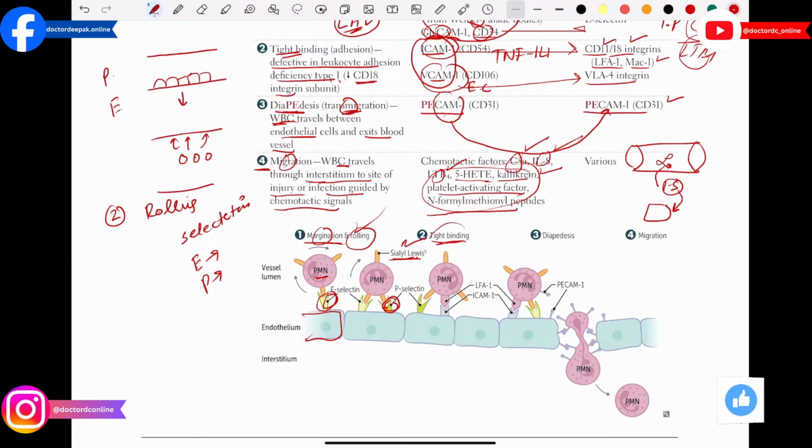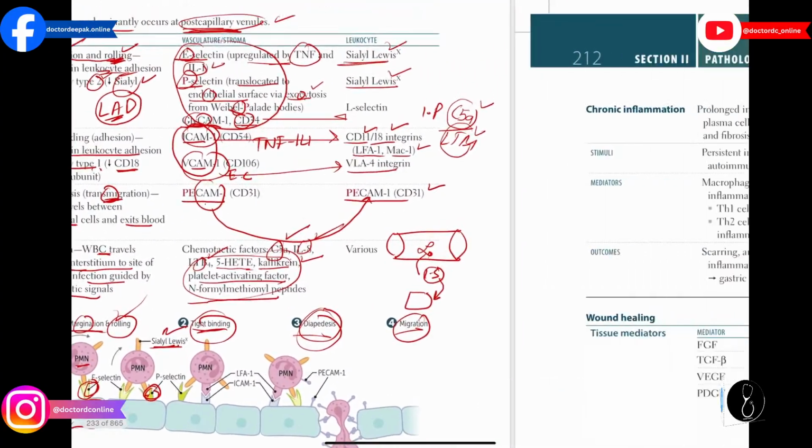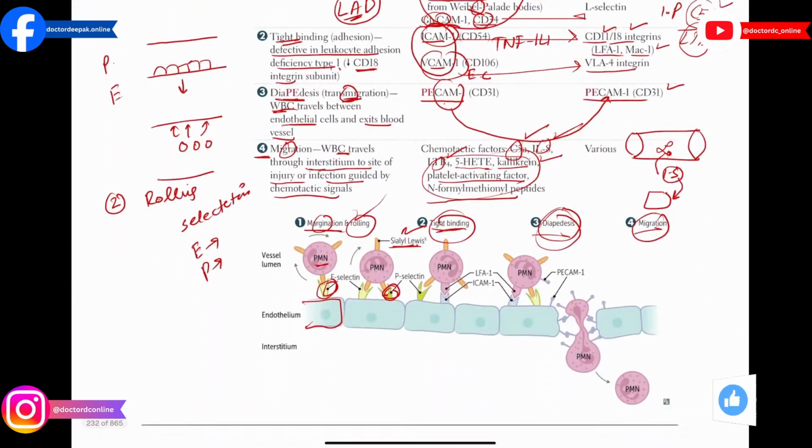Then after the tight binding we have diapedesis. Diapedesis basically is a kind of transmigration. White blood cells travel between the endothelial cells and exit the blood vessel. And after the diapedesis we have the migration, and in the migration you can see the neutrophils are going to the site of injury. So these are the important steps which you guys can remember also with the help of the diagram. Then here they don't mention. Let me check on the next page if they mention it there or not. So basically here they skip one step.